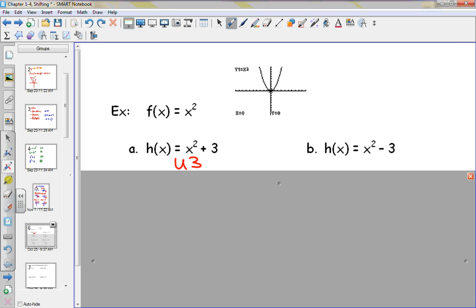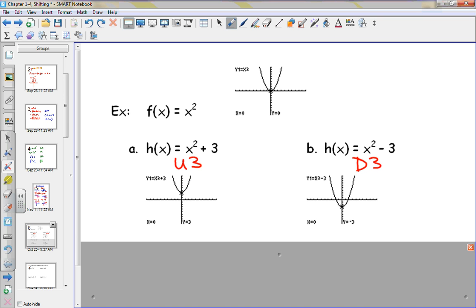Let's go to B first before I do that. B, what do you think's happening with B? It's going to go down 3 units. Now let's look to see if that's a true statement. Look at the graph of x squared plus 3. It absolutely went up 3 units. Look at the graph of x squared minus 3. It definitely went down 3 units. Do we all see that, yes or no? We're good?